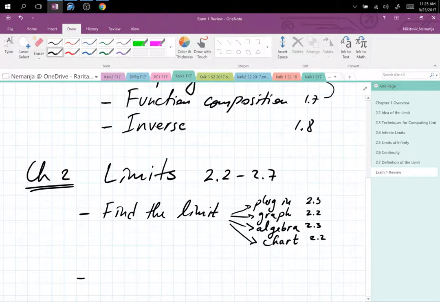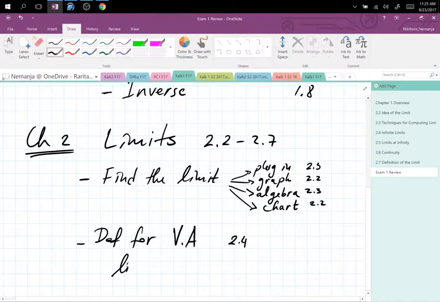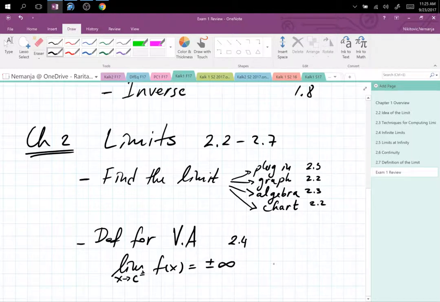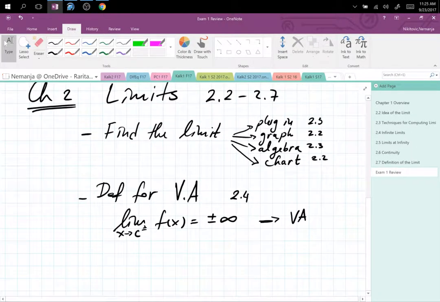We have the definition for vertical asymptote, which is 2.4. Make sure that you know that the limit as x goes to c of f of x needs to be, plus or minus, from left to right, positive or negative infinity in order to have a vertical asymptote. So this is the definition. This is what you learn, and you take this limit to show that there is an asymptote.